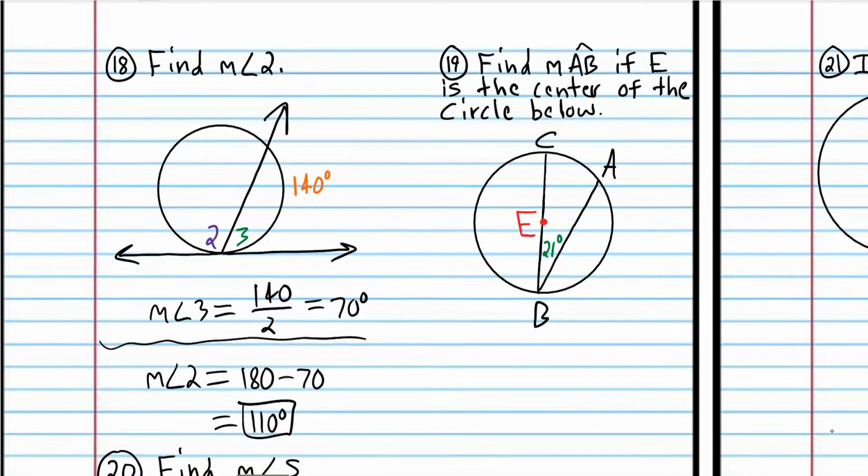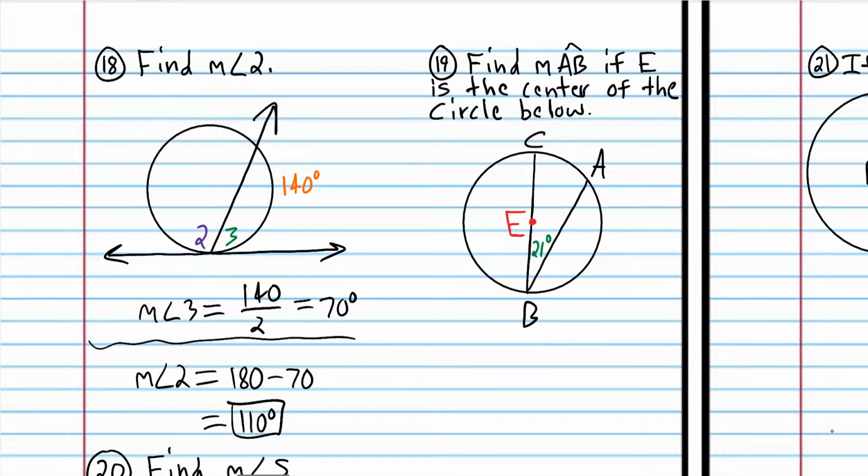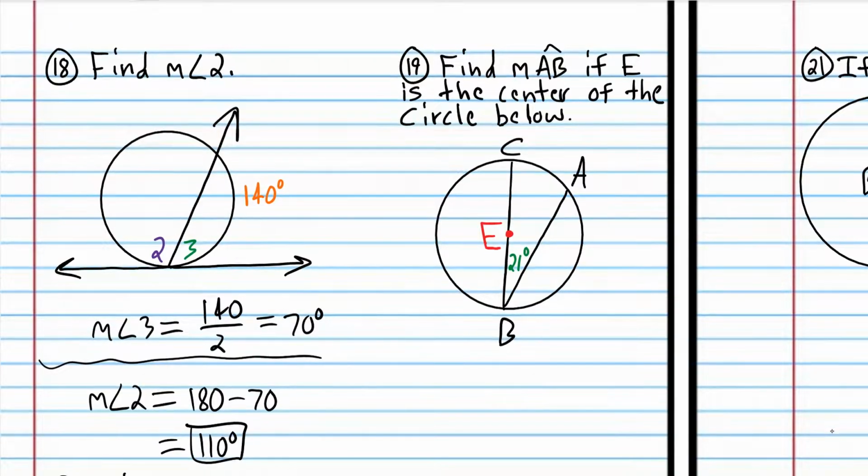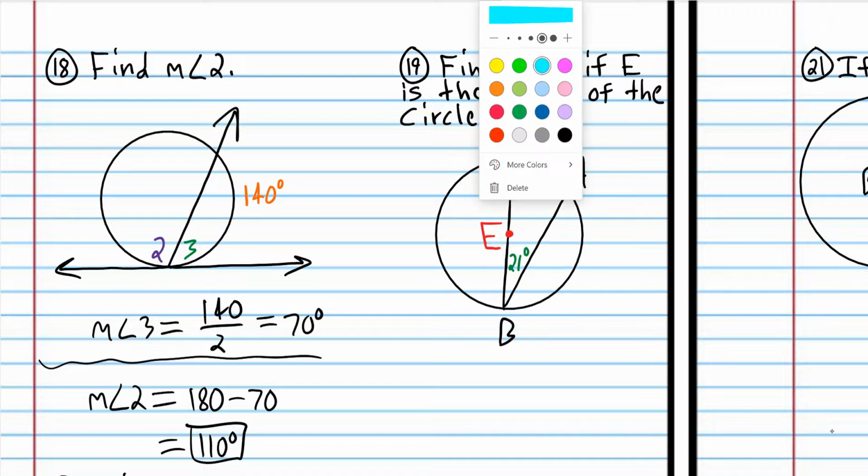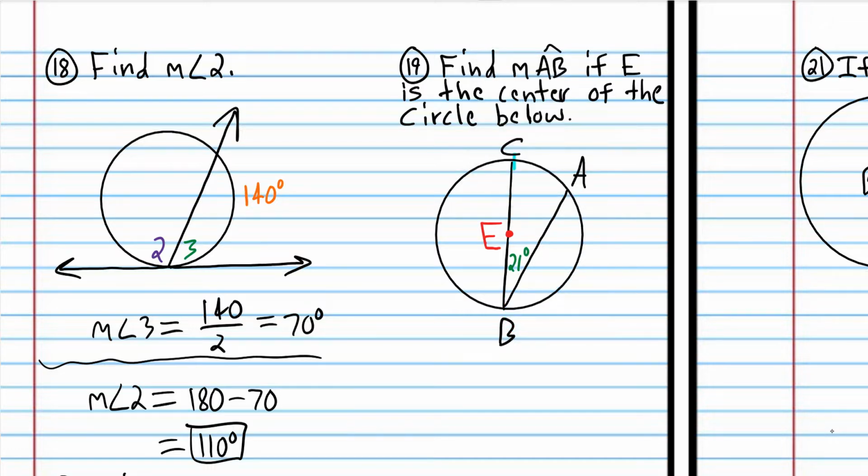All right, we're back. Find the measure of arc AB if E is the center of the circle below. So if E is the center of the circle, that means that this is a diameter. And what that means is that the measure of the arc from here to here must be 180 degrees. Again, because that's a diameter. It's half of the circle. Half of the circle is 180 degrees.